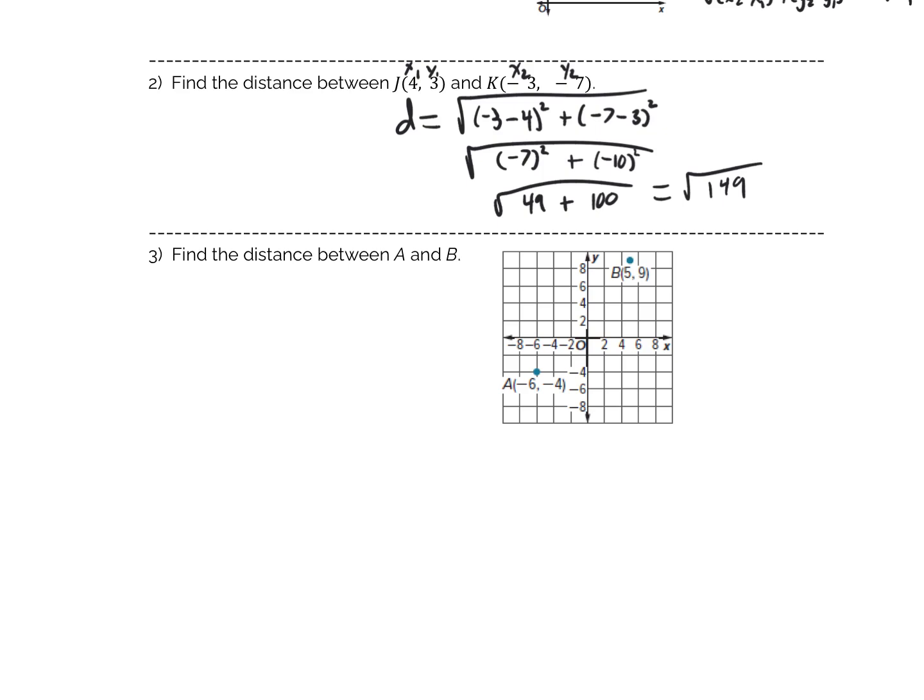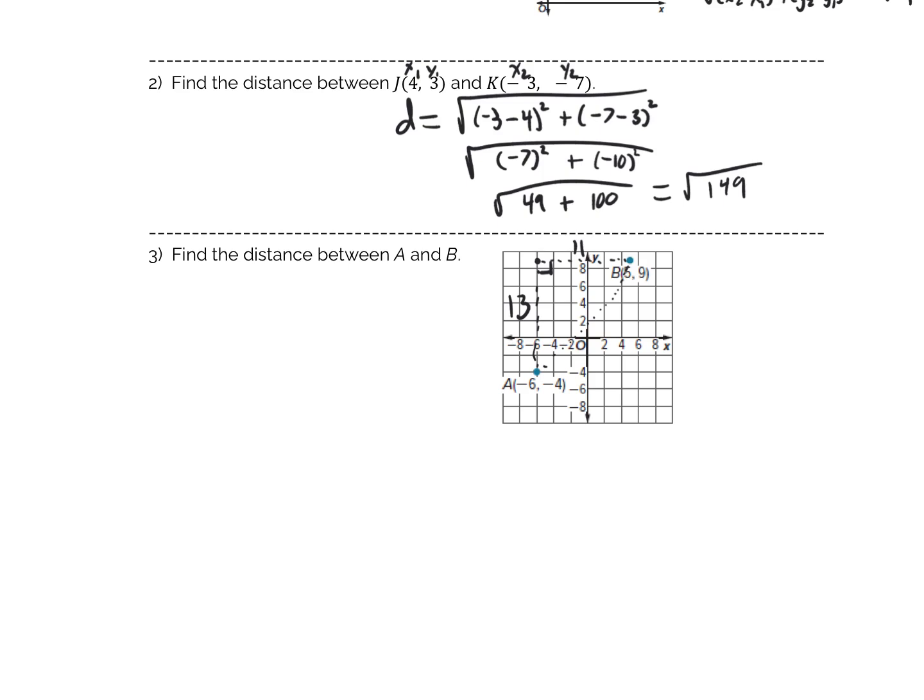Next, we're asked to find the distance between A and B, and they've graphed this for us. Again, if you wanted to, you could plot a third point here to create a right triangle. But you don't have to. Basically, you can see this side is going to be the difference in y's, so that's going to be 9 minus negative 4, which in other words is 9 plus 4, so 13. This side is going to be 5 minus negative 6, so in other words 5 plus 6, so that's going to be 11.